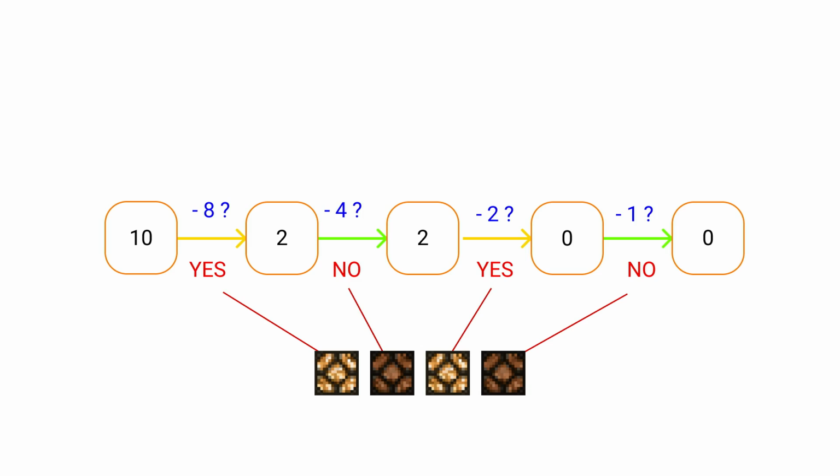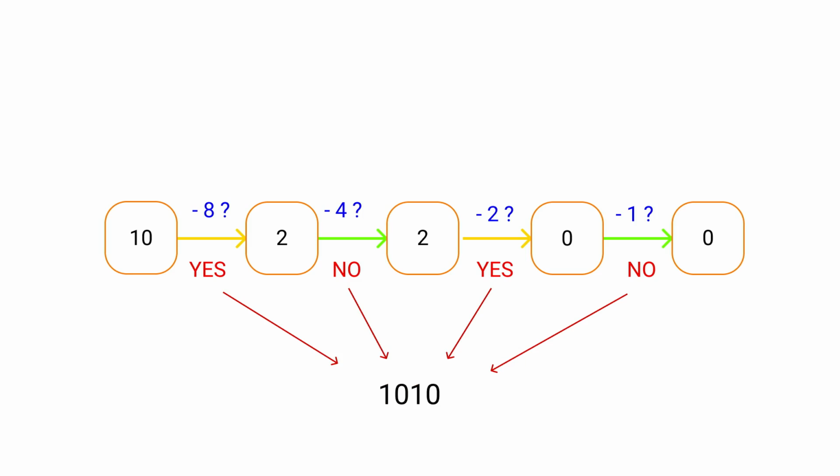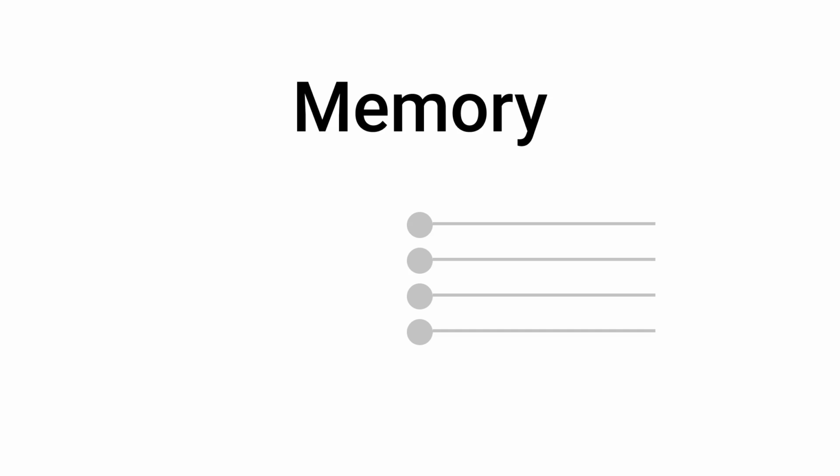And now 0 minus 1, can we do it? No. So the result is 0. Well, the lamp is off and the last digit is 0. And so we've successfully encoded 10. These are the methods I used in my encoder and in my decoder inside the design I've created. So now let's crack on to the memory.